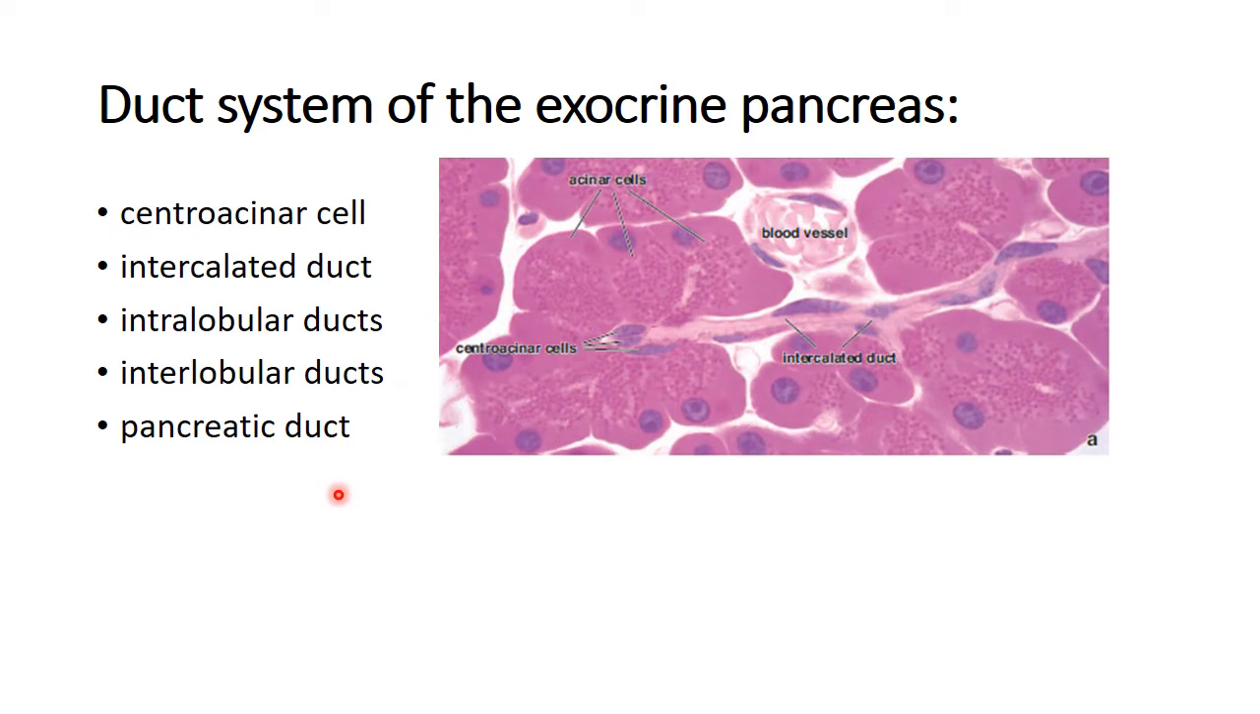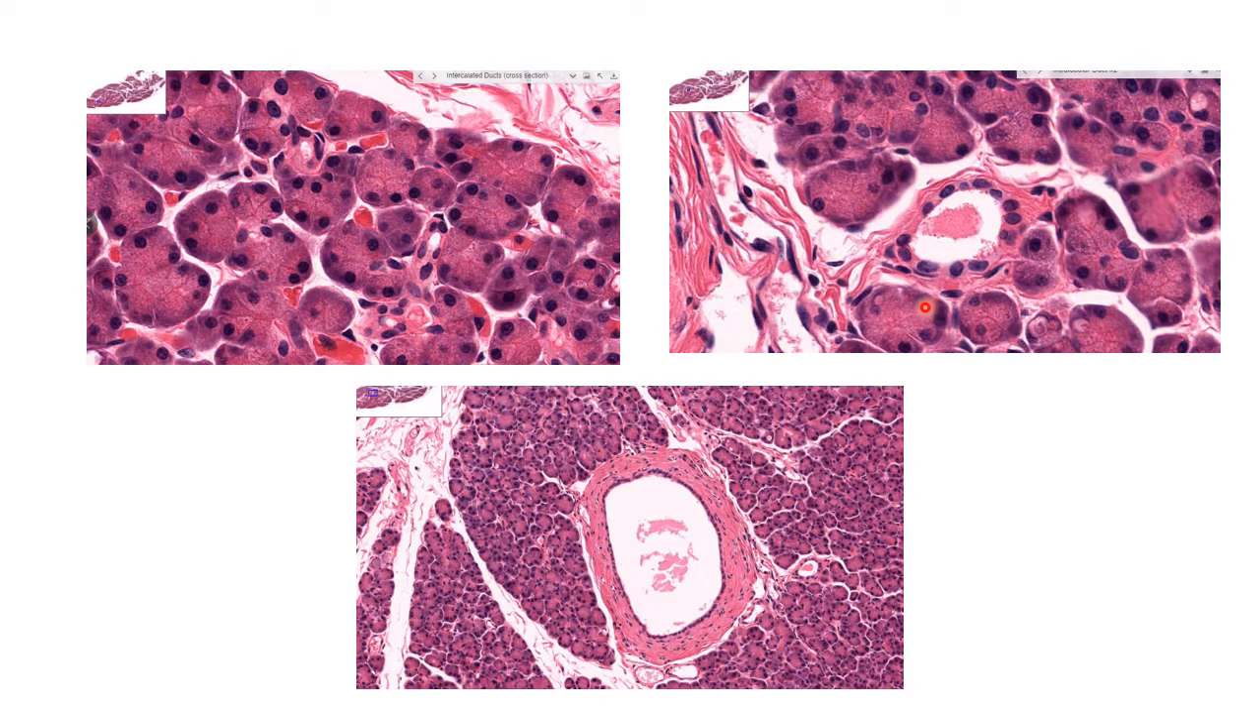The duct system of the exocrine pancreas, we can say that it starts with the centroacinar cell, and these are the centroacinar cells, and then the intercalated duct. The intercalated ducts will merge together, forming an intralobular duct, which merge together forming interlobular duct, and these interlobular ducts will merge together forming the main pancreatic duct.